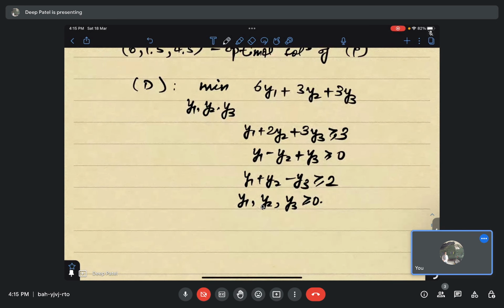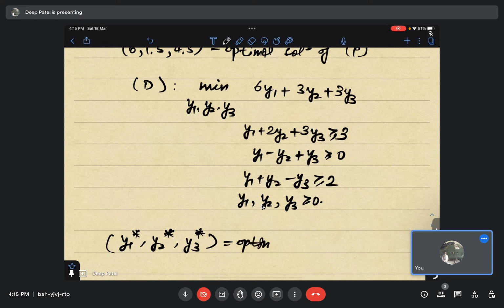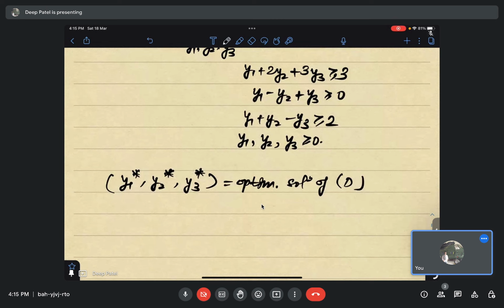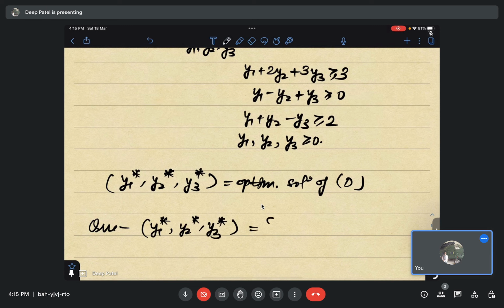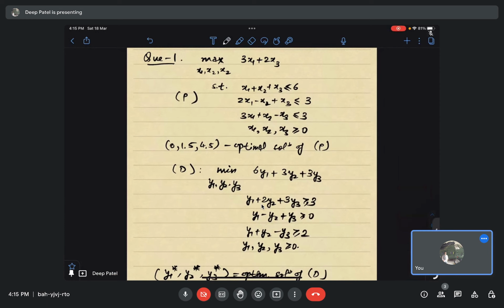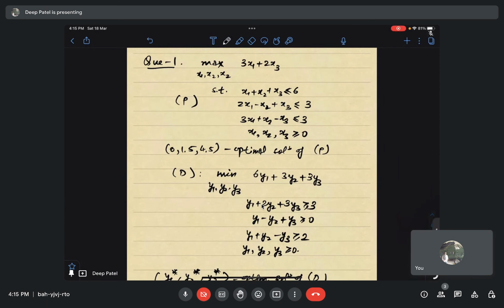Okay, and let's say y1 star, y2 star, and y3 star are the optimal solution of the dual. So, the question is, what are these values? How do we do this? I proceeded by using complementary slackness.